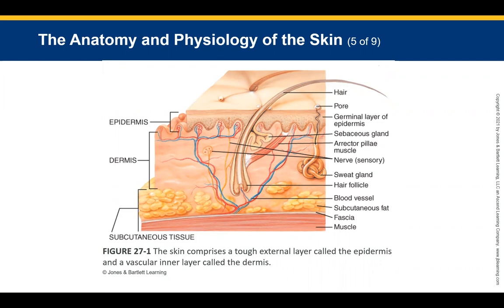You can see how the nerves are brought all the way up as it comes from the dermis to the epidermis. You have all these different areas. See where the sweat pore comes out right in here. So you have all these areas; this is the breakdown of the skin from the epidermis to the dermis.